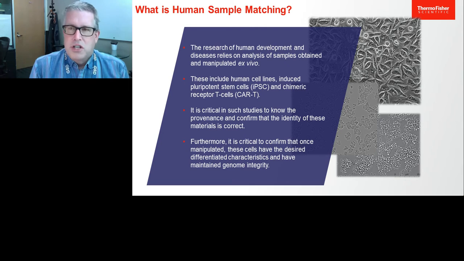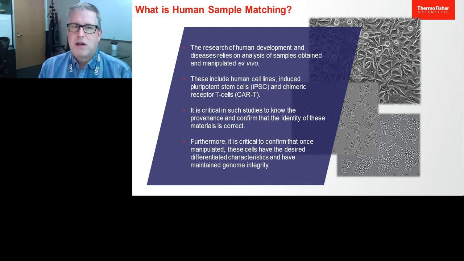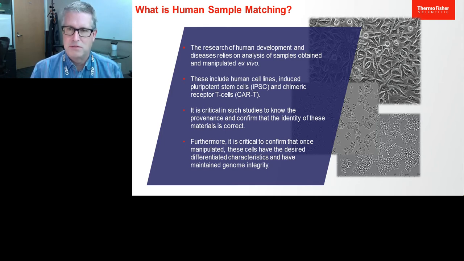So in general, this is known as human sample matching, and this is very important because the research of human development and diseases relies on the analysis of cells that you take out of human subjects and analyze them ex vivo. You put them in culture dishes or on slides, and you analyze them outside of their normal environment. These sorts of human samples can include pluripotent stem cells, cell lines, chimeric receptor T cells, and even slices that are FFPE preserved on slides, tumor and normal matched, for example.